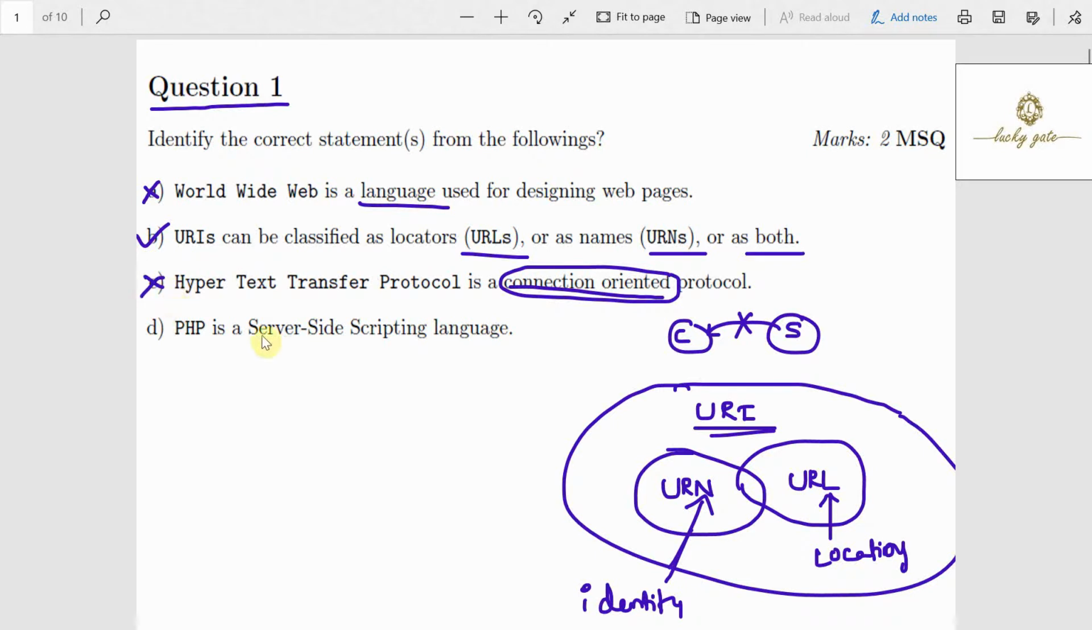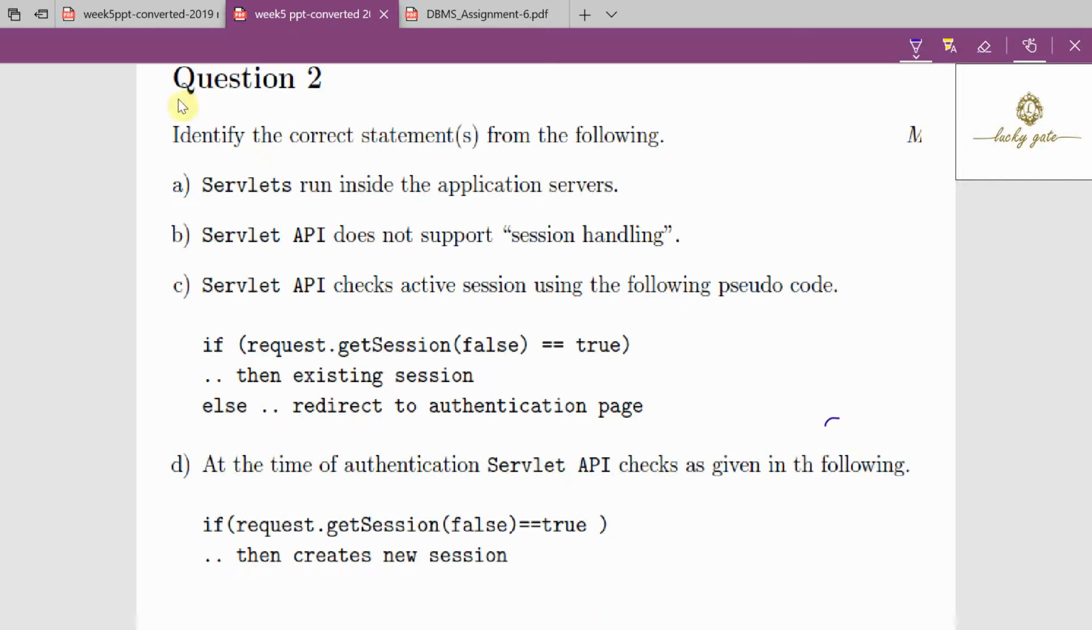And option D is PHP is a server-side scripting language. It is a correct statement. So answer for question 1 is both option B and D are the correct answers. Coming to question number 2. Identify the correct statements from the following.